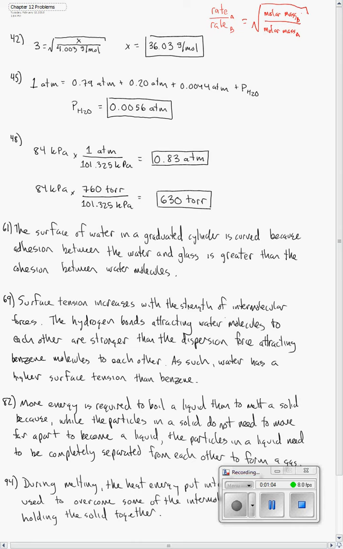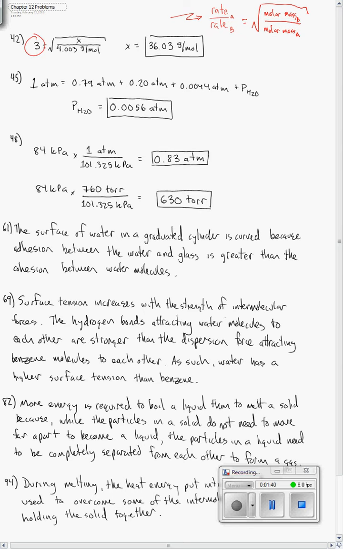So at number 42, I'm going to call the unknown gas, gas B, and I'll call helium gas A. So we're saying that this gas takes 3 times longer to effuse than helium. So another way we could say this is that helium effuses at a rate that is 3 times faster than our gas. So when this happens, the left side of our equation, this side, the ratio of the two rates, just becomes number 3.